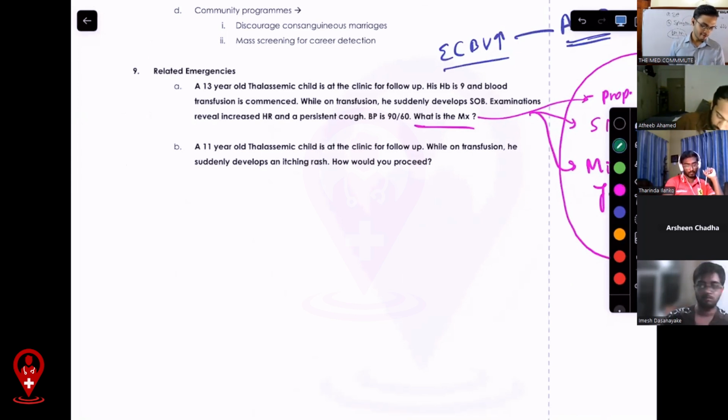Read the next question. An 11-year-old thalassemic child at the clinic for follow-up, while on transfusion, suddenly develops an itching rash. How would you want to proceed? What should you do first? What is this most likely? Come on. Allergic reaction. Most likely an allergic reaction. If during some transfusion someone is developing an allergic reaction, what is one of the first investigations we must do immediately?